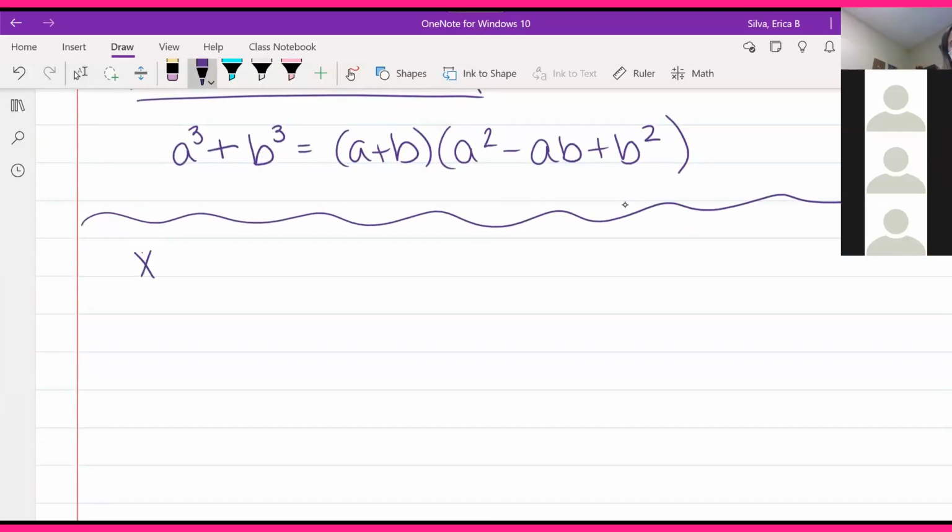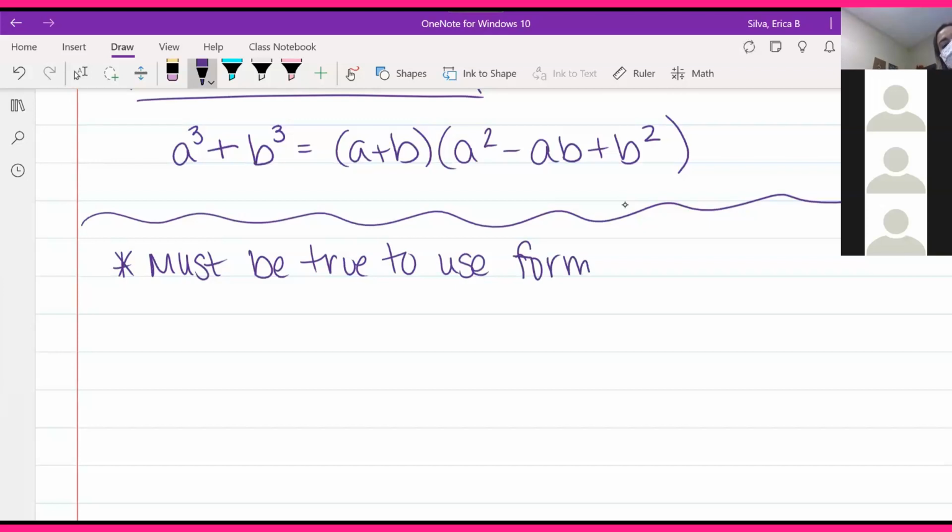So here's my checklist. The following must be true to use either formula. They must have two terms, and both need to be perfect cubes.